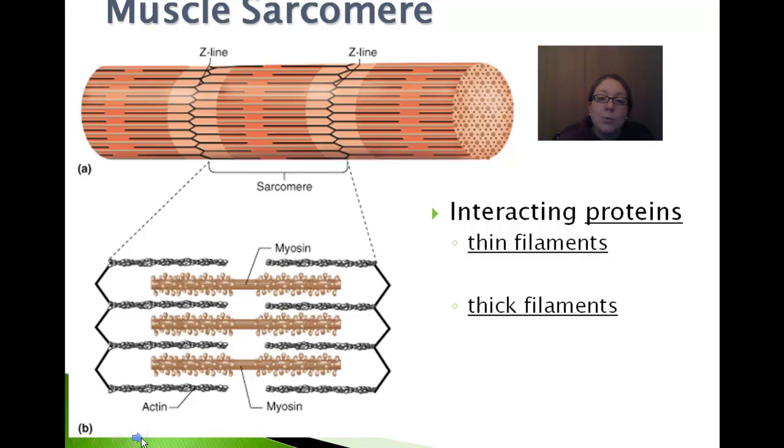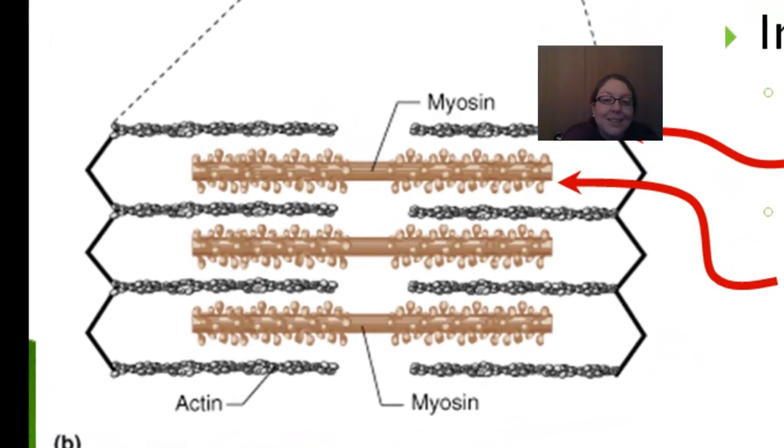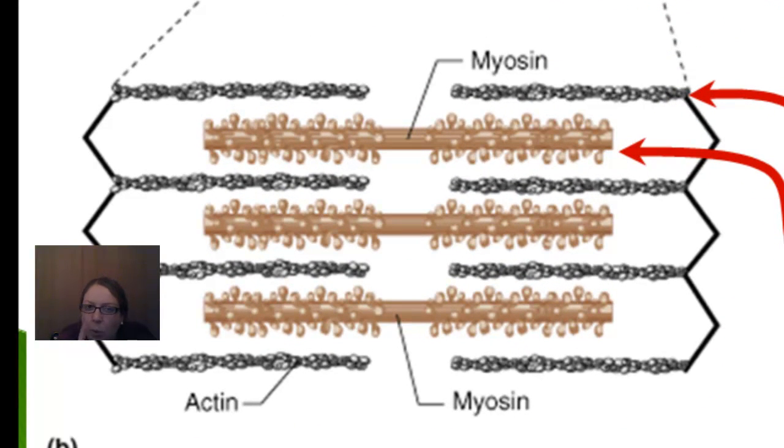All right, so this is one of those sarcomeres, and they're made up of two proteins. There's a thin protein called actin right there, and a thick protein called myosin. It's thicker, makes sense. Basically what's going to happen for that one sarcomere to contract, to shorten, is these myosins are going to attach to the actin on both sides.